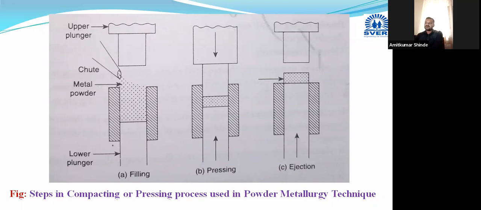Now this compacting method can be classified in two different ways. In this way compacting is done: filling, pressing, and ejection of the component. The component obtained at the end of compacting is termed as compact or green compact. Why is it termed as green compact? It has improved density, that's why it is termed as green compact. And strength is also improved.